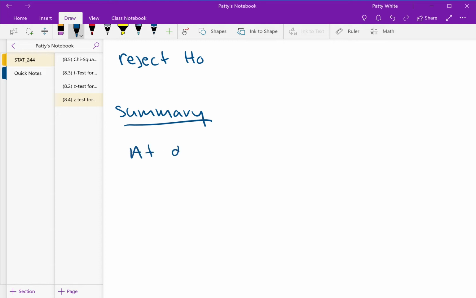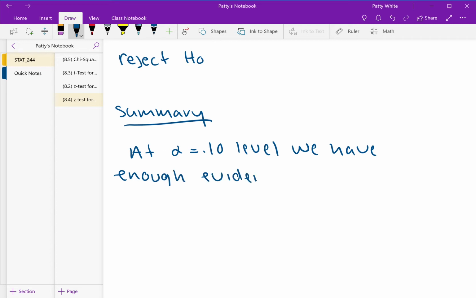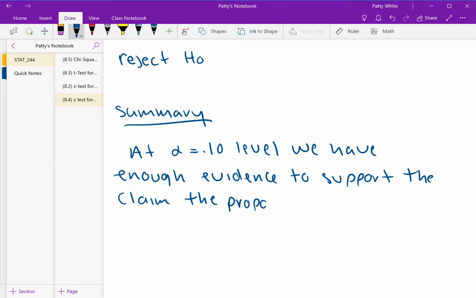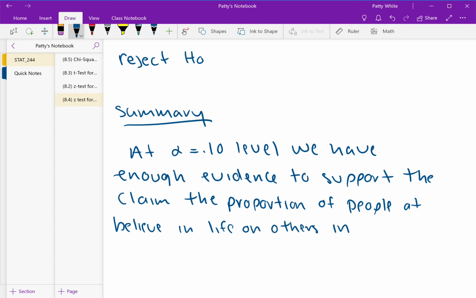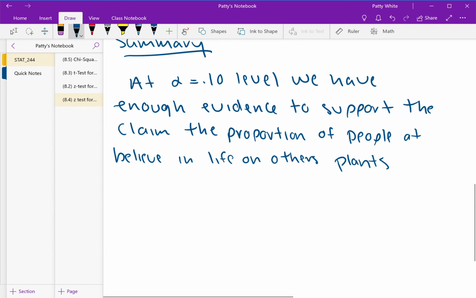So we would write our summary. We would start at the alpha equals 0.10 level. We have enough evidence to support the claim that the proportion of people that believe in life on other planets is different than 0.47.